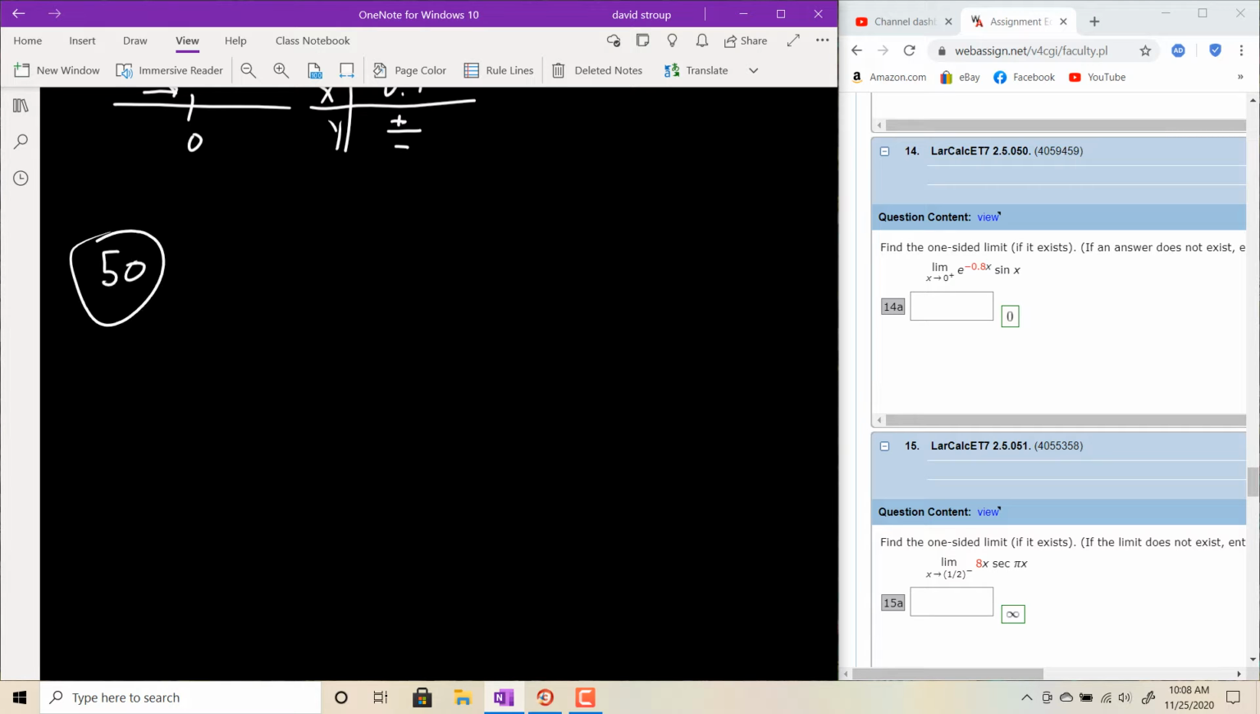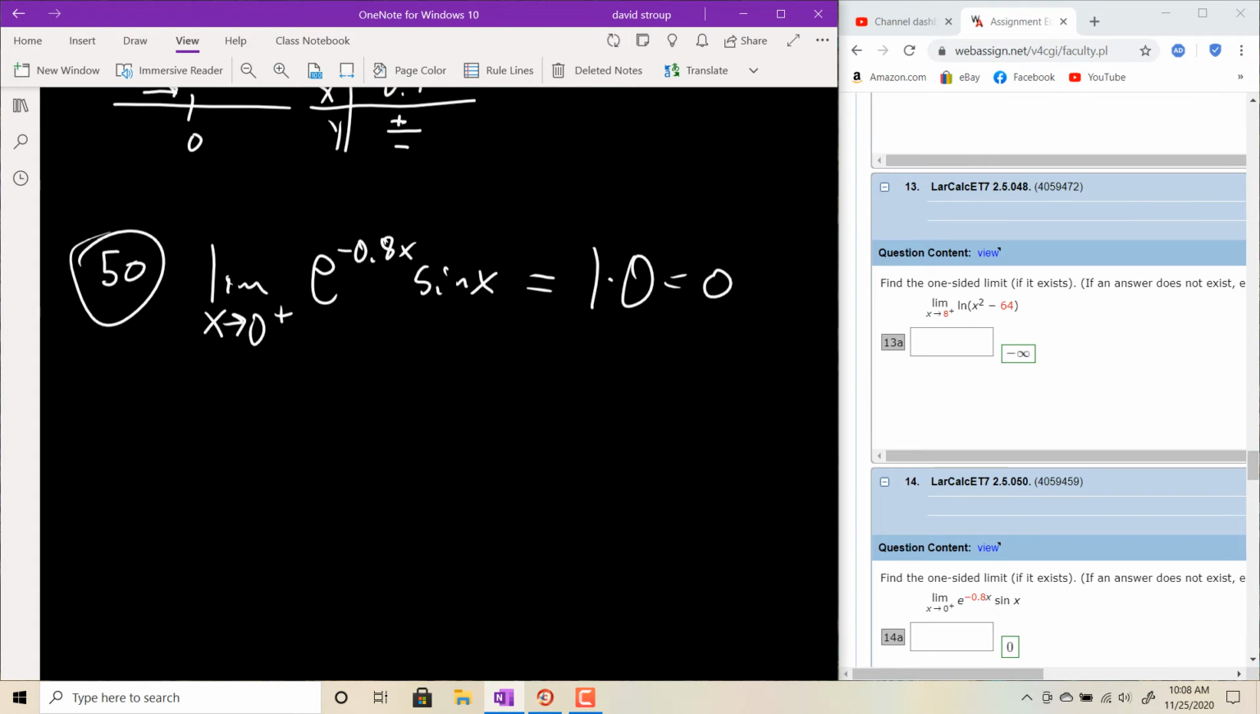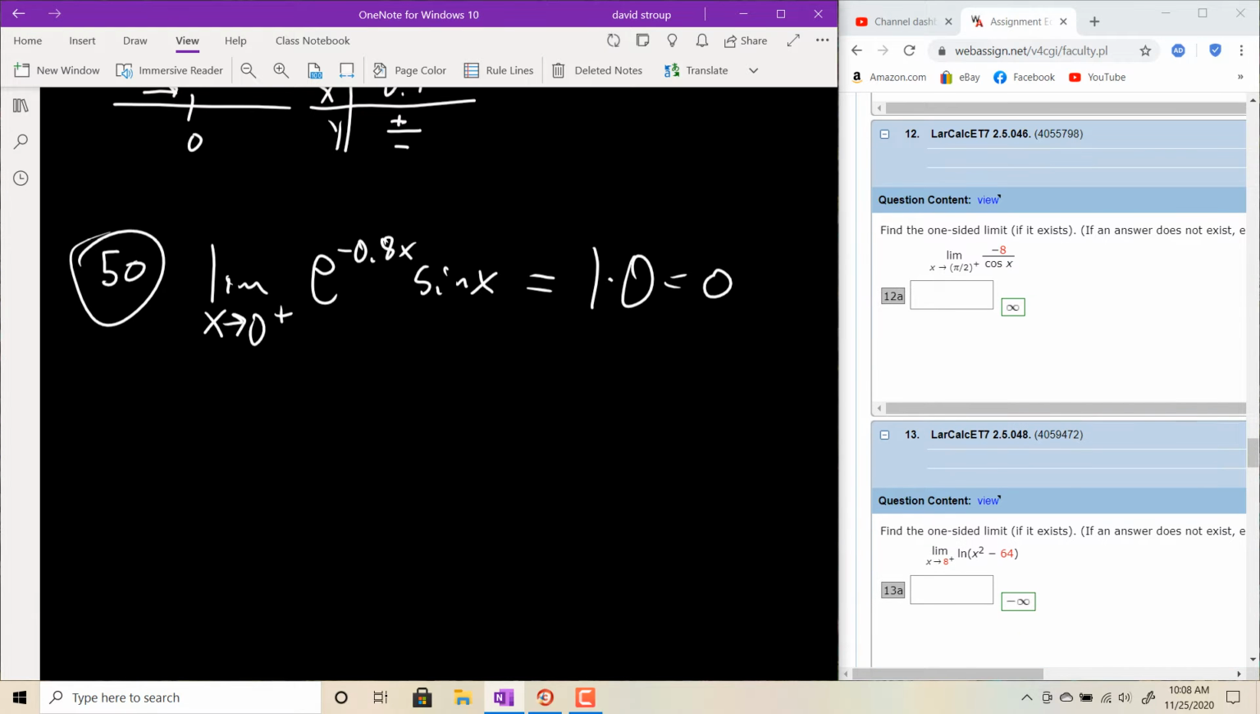Looks pretty weird. 50. Limit as x goes to 0 from the right of e to the negative 0.8x sine x. In this case, then, well, this isn't even the type, right? This is just plugging in. So you'll have e to the 0, which is 1, times sine of 0, which is 0. That will just be 0. So that wasn't even an infinite thing.